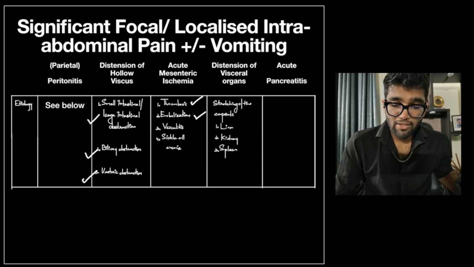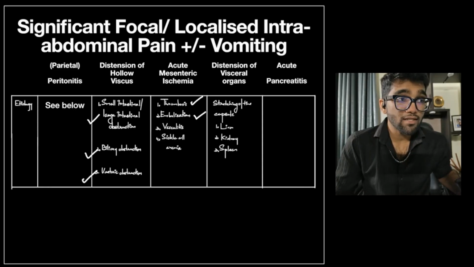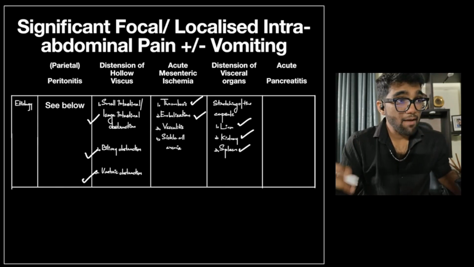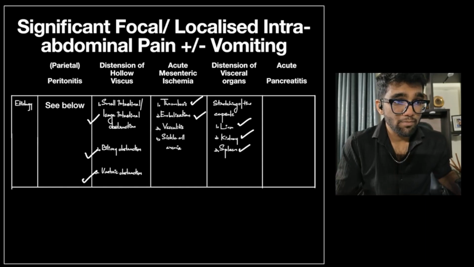Now, the important thing is that the visceral organs themselves per se are not sensitive to pain. It is their capsules that are sensitive to pain. So pain arises when the capsule is stretched. So when the liver, the kidney, or the splenic capsules are stretched, that is when the patient appreciates pain. And the pain is often described as a stretching or a dull pain in that particular location within the abdomen.